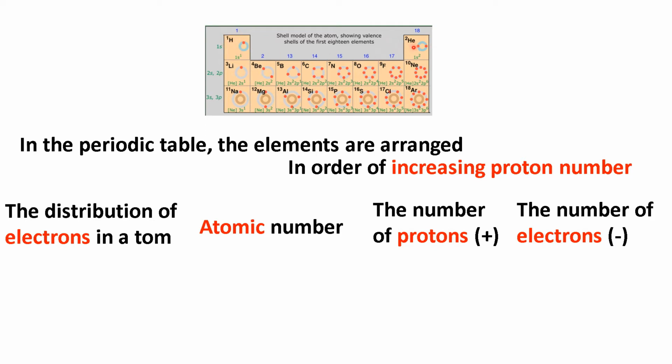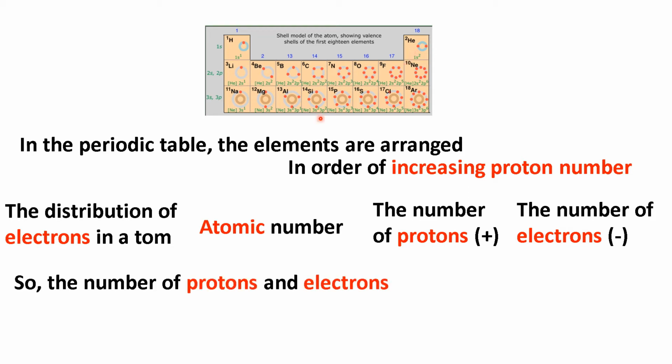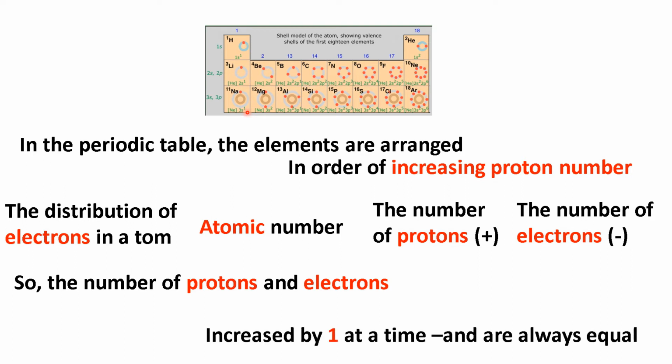In helium, another example, we have atomic number equal to 2. So the number of protons equals 2 and the number of electrons equals 2. So the number of protons and electrons increases by 1 at a time and they are always equal.